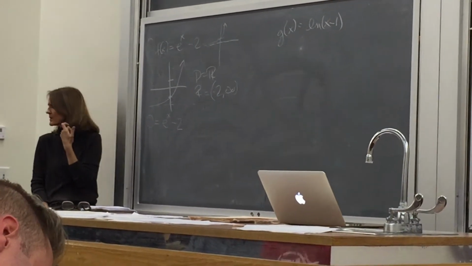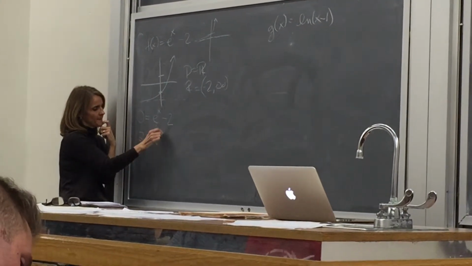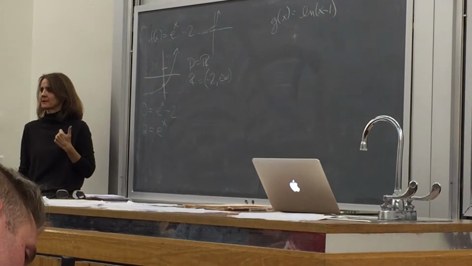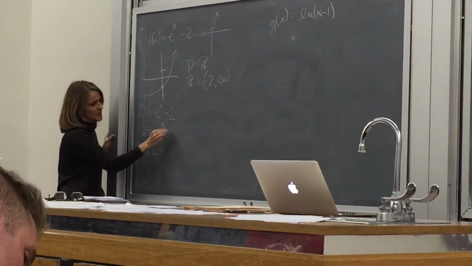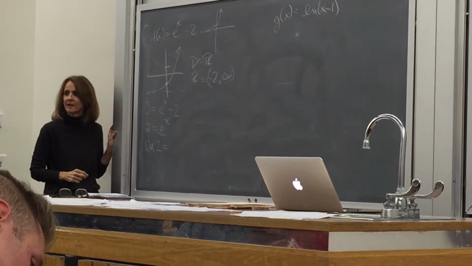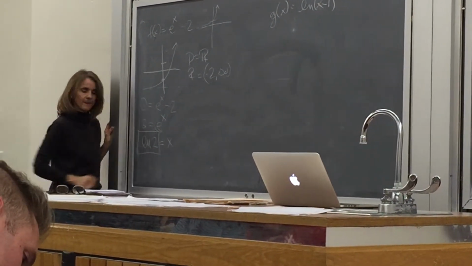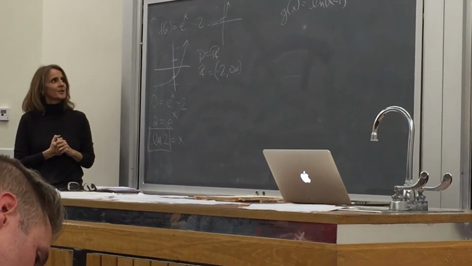Okay, so then I add 2 over. Now what? Take the natural log of both sides. So I have the natural log of 2 equals, what am I going to get on that side? x. So there's my x-intercept. Okay? Y-intercept.